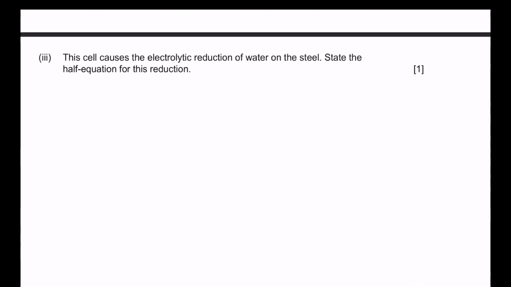Moving on to the next part, this cell causes electrolytic reduction of water on steel. State the half reaction of this reduction. Okay, so H2O plus electron, this will give us half H2 plus OH minus. This will be the half equation.